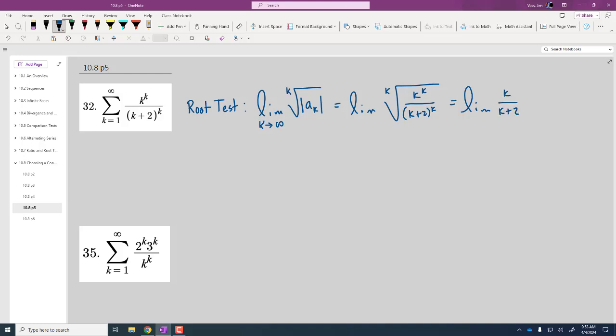So we have that. That limit is 1. And what does the root test say if we get a 1? Want the inconclusive one? Yeah. So root and ratio, if we get a 1, it's inconclusive. That means pick a different test. Like, oh, crud. All right.